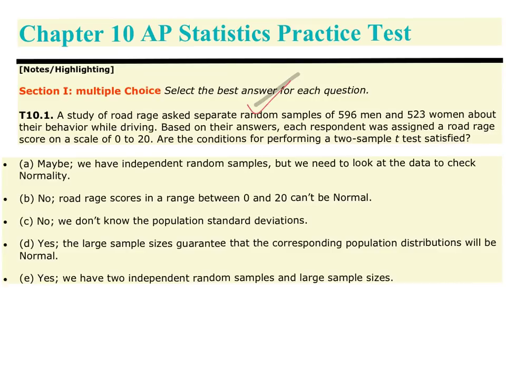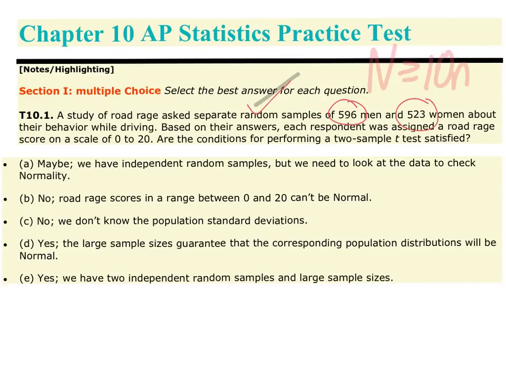For independence, we are always going to be checking: is the population greater than or equal to 10 times the sample size? So for this case, our populations, we are looking for at least 5,960 men and 5,230 women. Make sure you do state that it would be appropriate and applicable for independence.